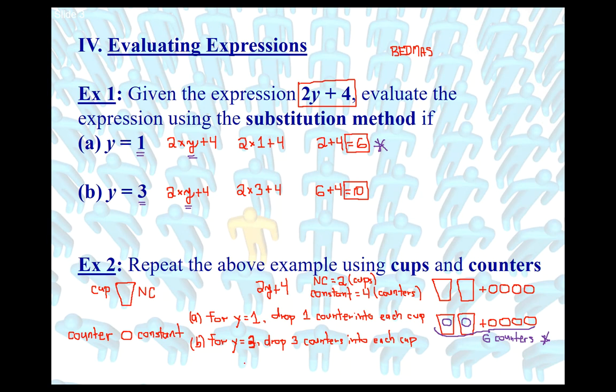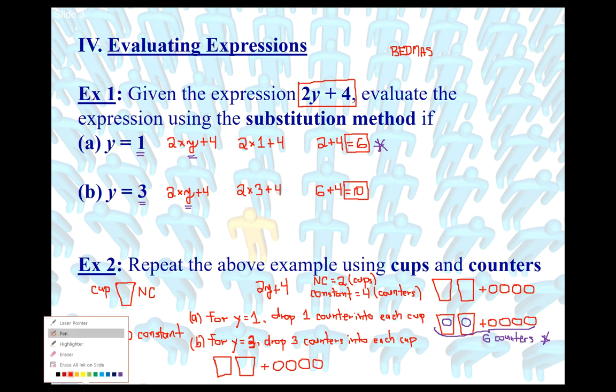Okay, so let's draw the cups and counters. So I would have, here's 1 cup, here's a 2nd cup, and then we're going to add 1, 2, 3, 4 counters. Now this time around, I'm going to drop 3 counters into each one of these cups. So I would drop in 1, 2, 3. So when you're evaluating it, whatever the value of the variable is, that's the number of counters to drop into each cup. So you'd have 1, 2, 3.